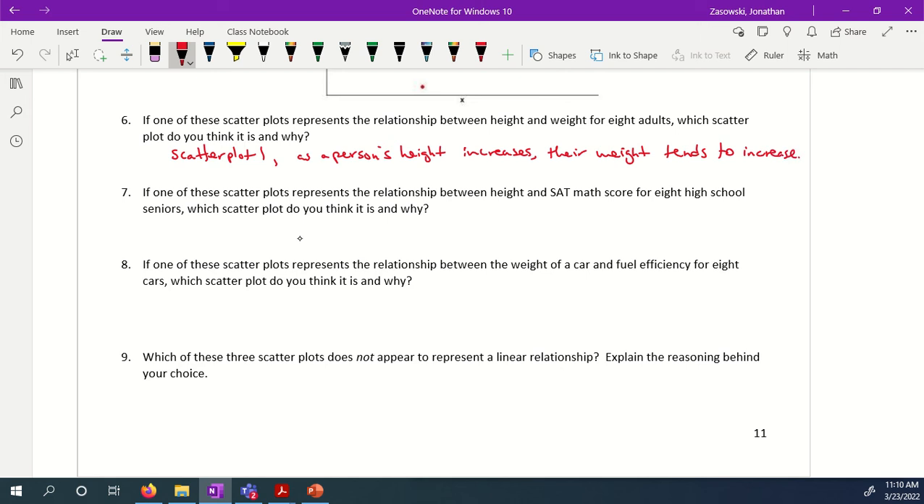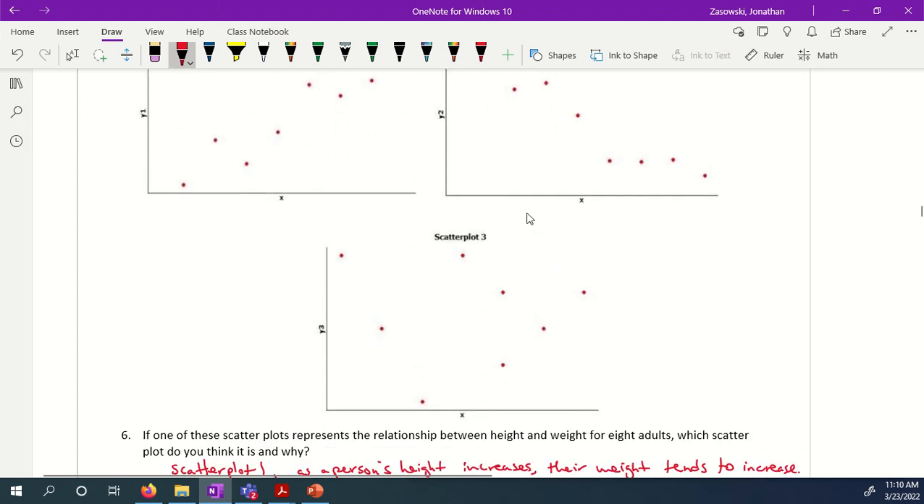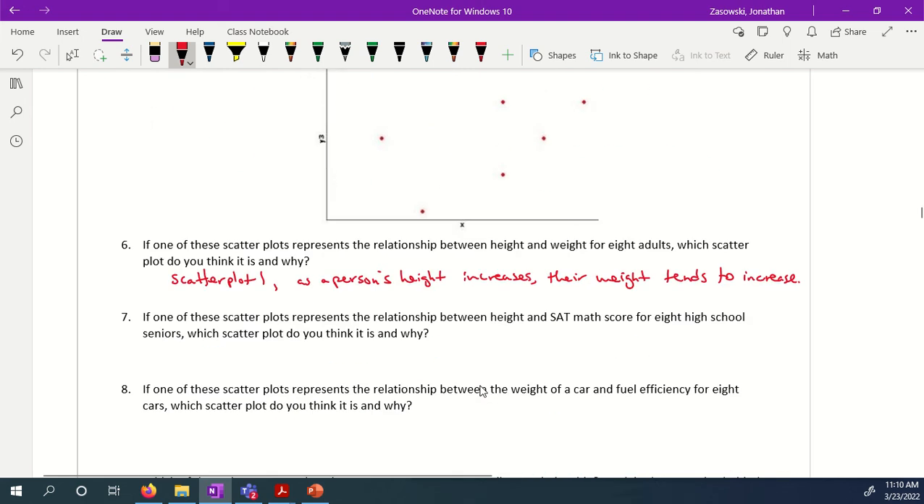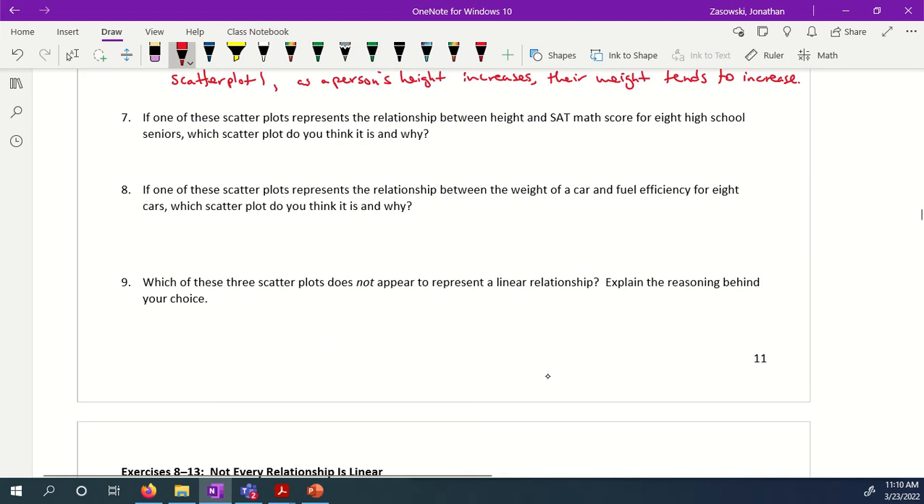All right. What do we think it might be for height and SAT scores? So if you are a taller person, does that generally mean that you are smarter than somebody else? That you should get a higher score because you're taller? And the answer there would be no. So probably scatter plot 3, where everything's just spread out and there really isn't a pattern going on here. So we would say scatter plot 3.